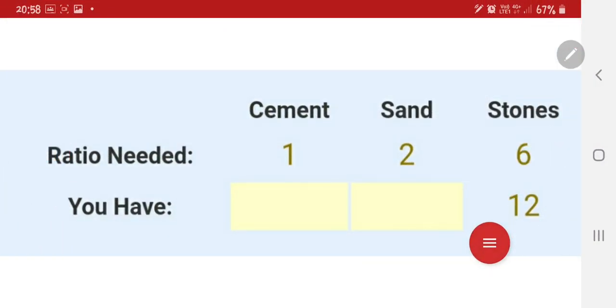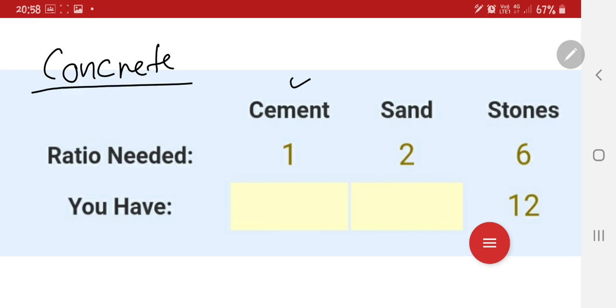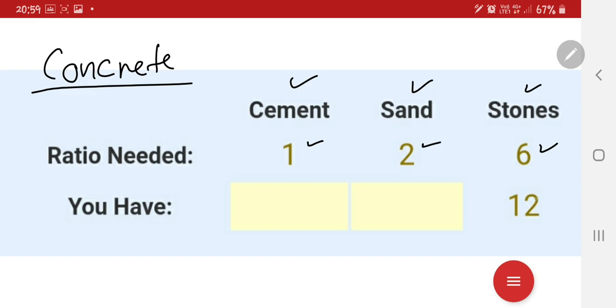Now this question is about the ratio of making concrete. To make concrete, you would need cement, sand, and stone. So the basic ratio is you need 1 part of cement, 2 parts of sand, and 6 parts of stones. Now if you look at the question, this is for the ratio needed. But suddenly you have 12 parts of stones.